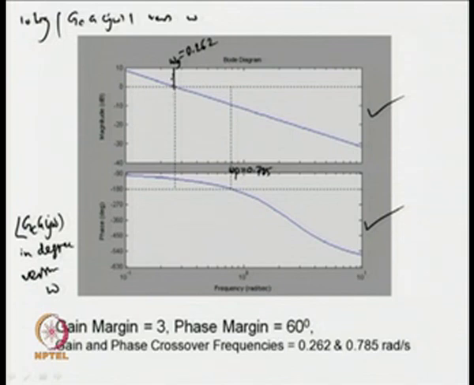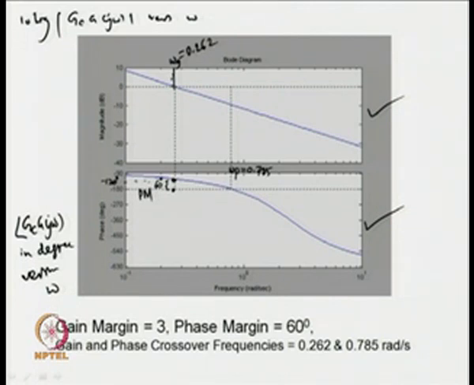Now, at this gain crossover frequency, what is the phase of the system? The phase is this much. The phase is minus 120 degree approximately. So, the loop phase is minus 120 degree at the gain crossover frequency. Therefore, additional 60 degree of phase lag can be introduced to the system before driving the closed loop system to the verge of instability, and this additional 60 degree is known as the phase margin.